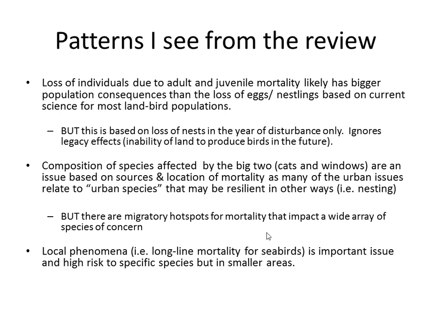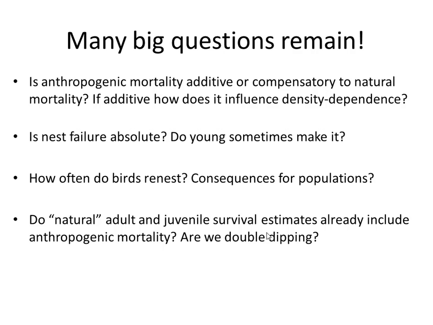The loss of nests is important, but it's less of a magnitude of an effect than the actual loss of individuals. The composition of the species is something that we do need to look at, but there are migratory hotspots I'm particularly concerned about, and there always are going to be local phenomena, places where we're doing something that's really bad for some group of species. Obviously, with long-line fisheries, it happens in a very specific part of the world, but it can have a huge effect on very long-lived species, so there are issues of concern.